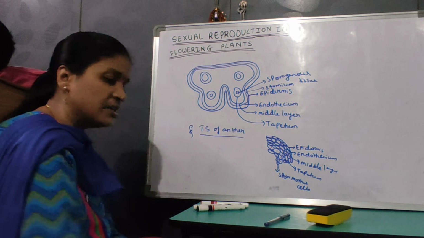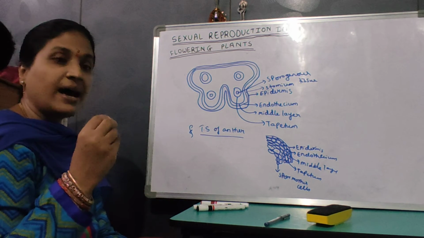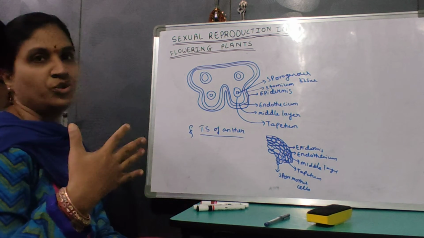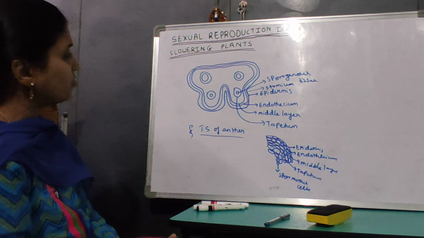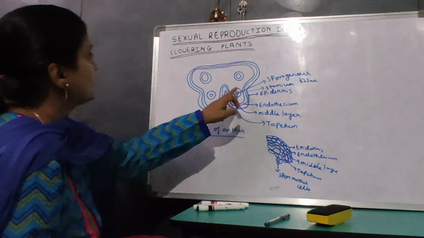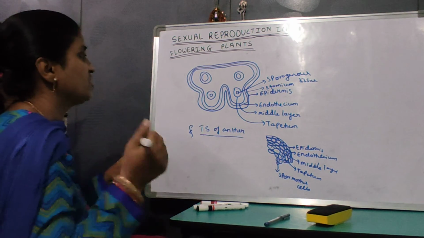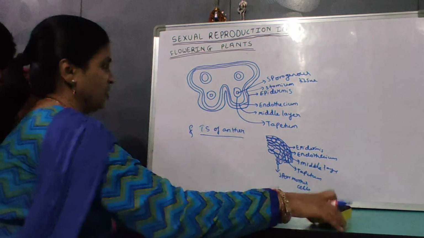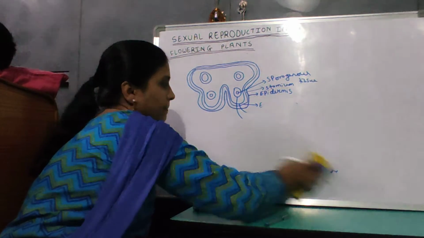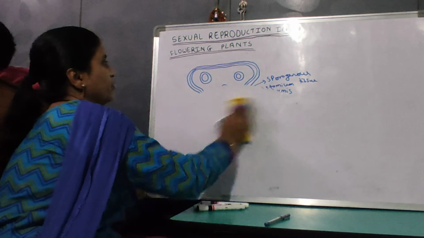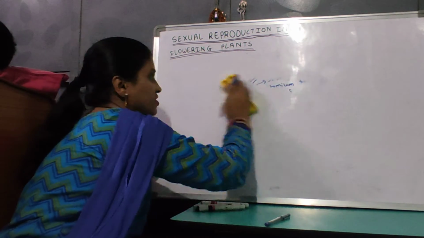And the tapetum cells have dense cytoplasm with a number of nuclei, more than one nucleus. So this is the tissue which is having the microsporangium. Okay, this is about the structure and everything.